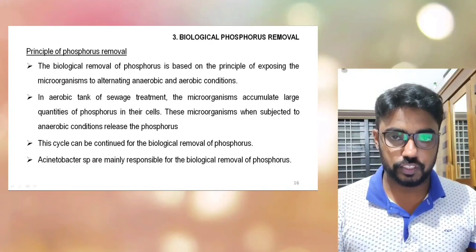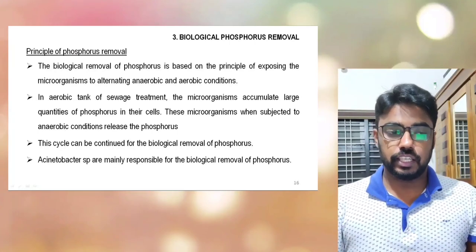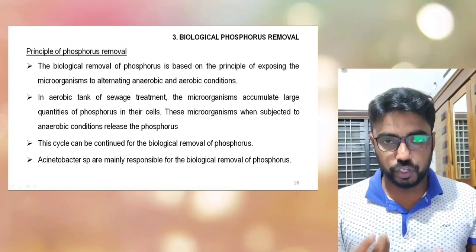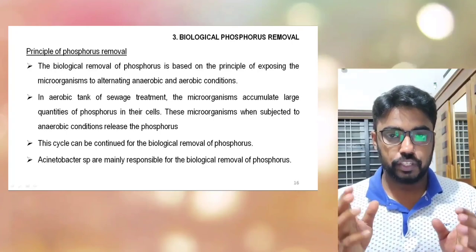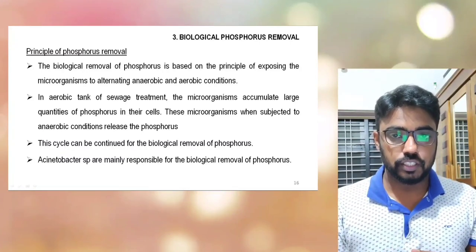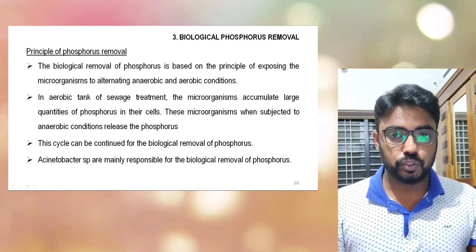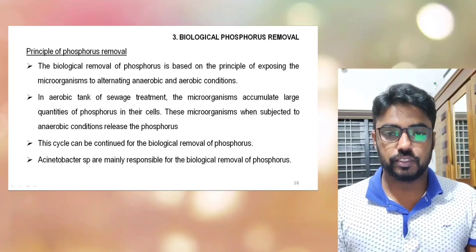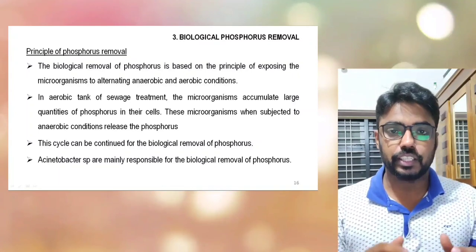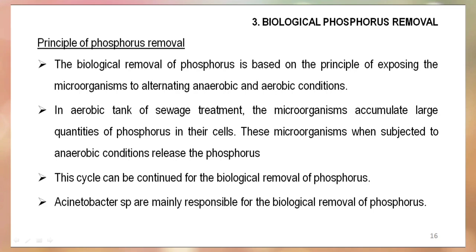The biological removal of phosphorus is based on the principle of exposing the microorganisms to alternating aerobic and anaerobic conditions. In the aerobic tank, these microbes will take up a large quantity of phosphorus inside the cell. After that, the microbes will be exposed to anaerobic condition. At that time, they will release the phosphorus accumulated inside the cell, and this cycle will be continued to remove the large amount of phosphorus present in the wastewater. The Acinetobacter species are the main bacteria involved in the removal of phosphorus from the wastewater, and the released phosphorus will be removed in the next stage.